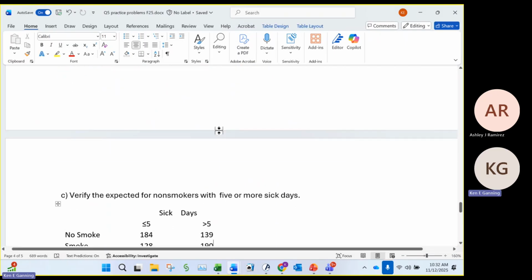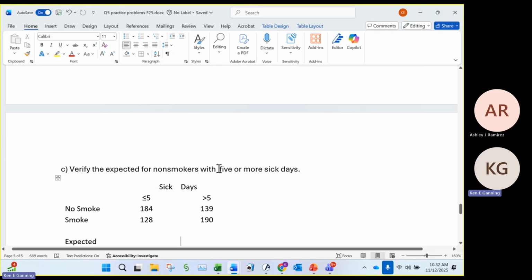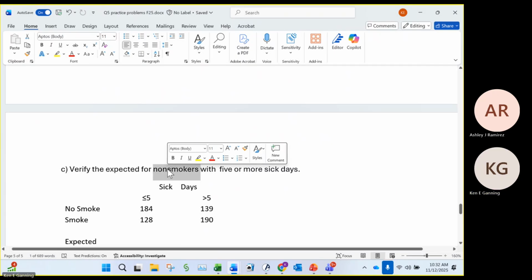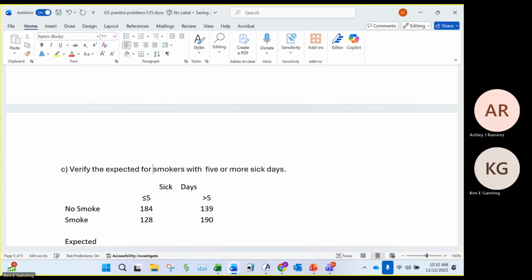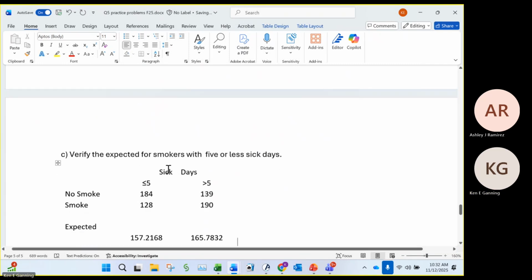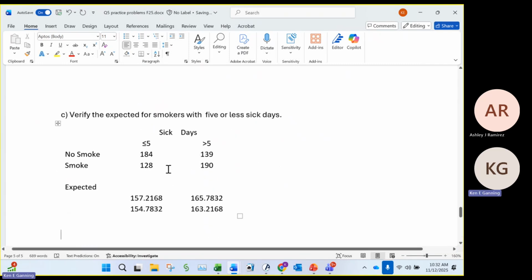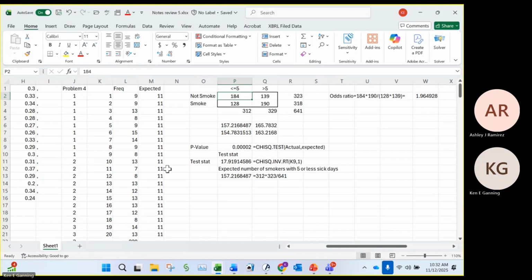Verify the expected for smokers with 5 or less sick days. Okay. So how would I do that? I need the sums. The sums are here.